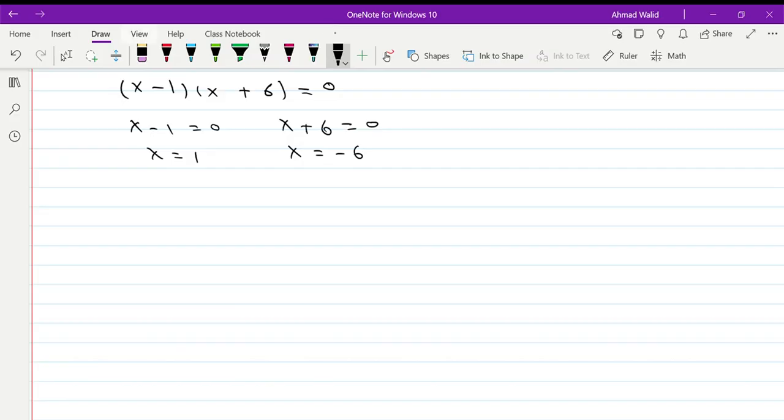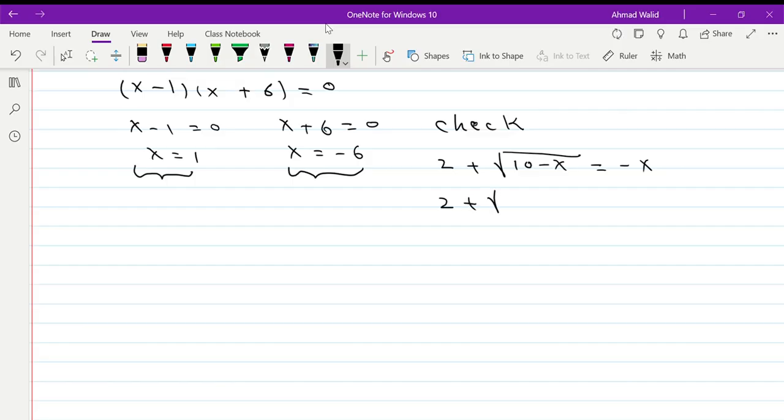That's why. Okay, now, because we don't know the domain method, the easiest way is to rewrite our given equation, which is 2 plus square root of 10 minus x equals negative x, and check. Check means plug in each solution to this equation and see if both sides become equal. First, plug in 1 in both sides. 2 plus square root of 10 minus 1 equals negative 1. Is this equal to negative 1?